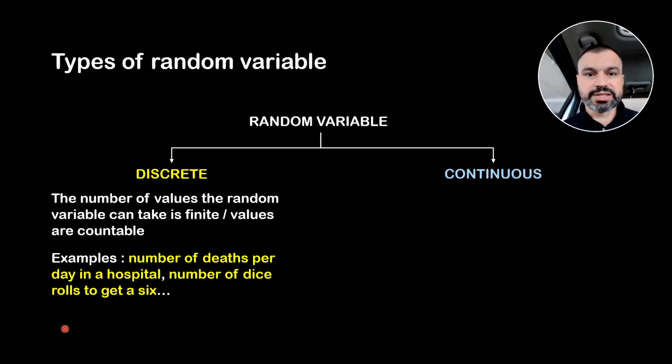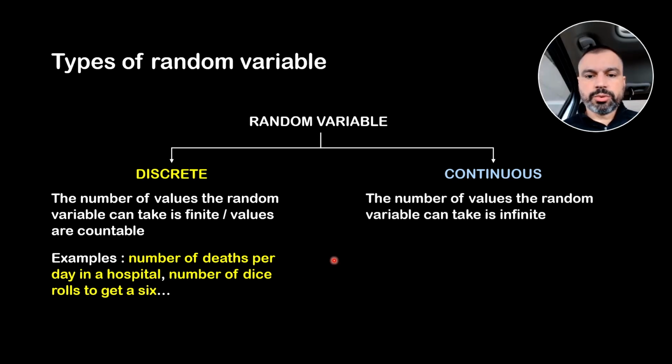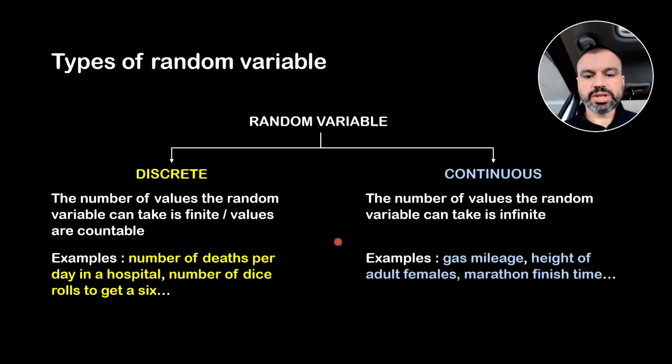not with decimal numbers. And you know, a random variable is continuous when the number of values it can take is infinite, when its support is infinite. Here's a few examples. Gas mileage, height of adult females, marathon finish time. If we take gas mileage, it's going to be expressed in decimal form with potentially an infinite number of values after the decimal point. So keep that in mind.